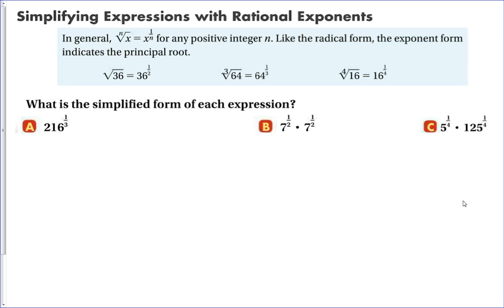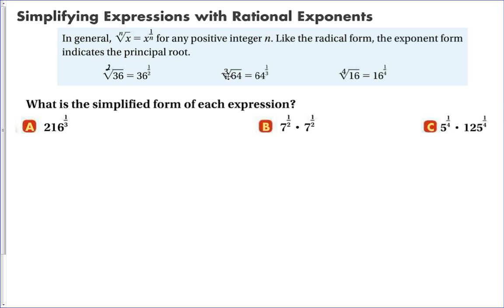Now, if you look at the blue box here, it says, in general, the nth root of x equals x raised to 1 over n for any positive integer n. Like the radical form, the exponent form indicates the principal root. So if you notice here, the square root of 36, in here would be a 2, and as you can see, they took 36 and raised it to the 1/2. So you can take your number and raise it to 1 divided by n, and these two are mathematically equivalent.